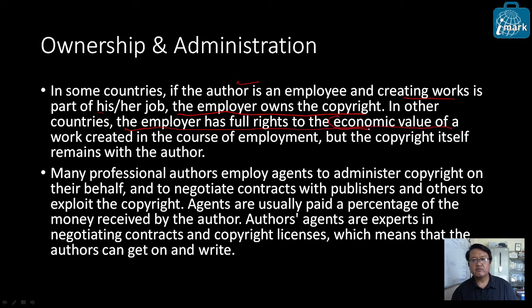Okay, the employer has full rights to the economic value of work created in the course of employment, but the copyright itself remains with the author. So the slight difference is there. In the first one, the employer owns everything because the employee is paid to write the work. In the second scenario, the economic value, the commercial value, is owned by the employer, but for other rights, the copyright owner is still the author.